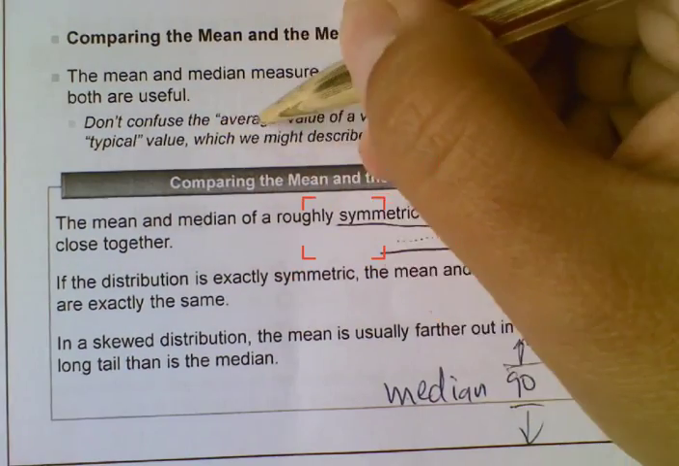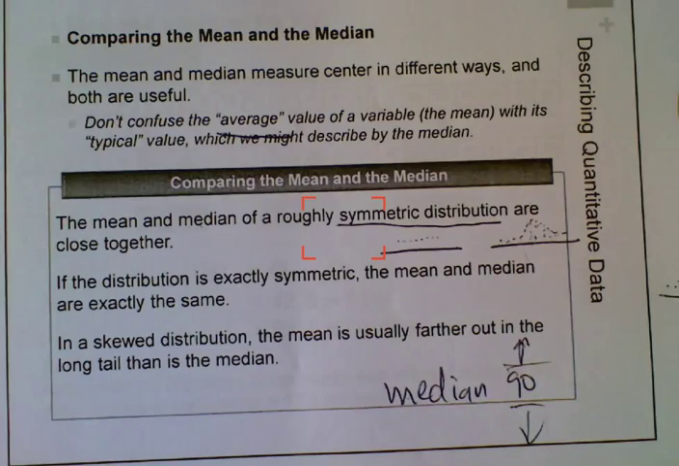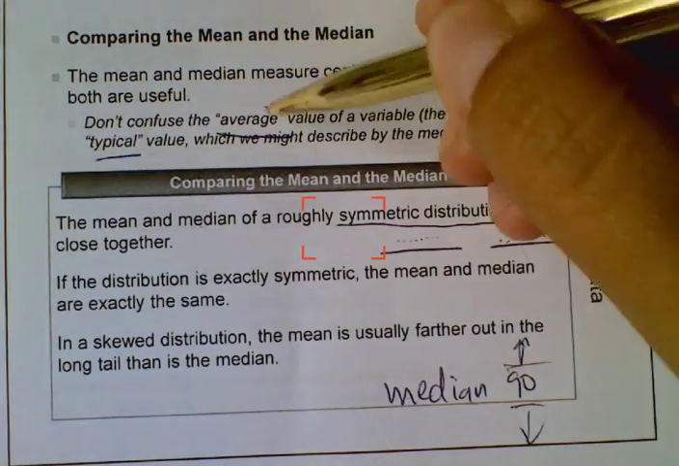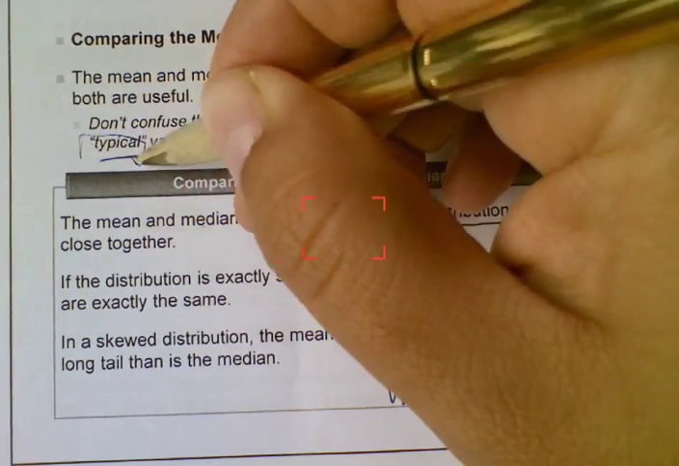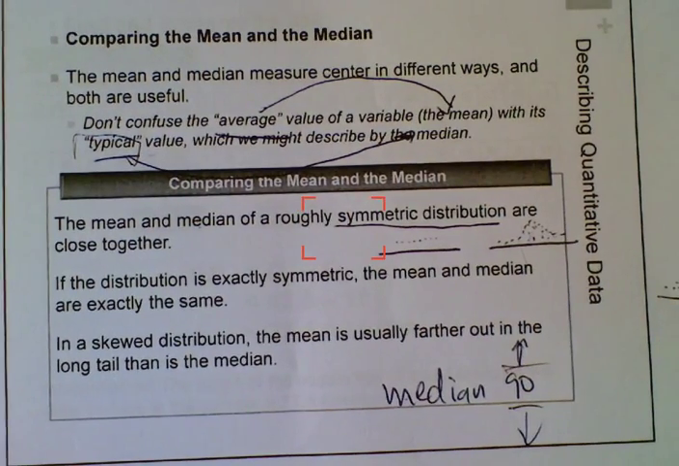So that's the rule that we're going to use. Now it just says don't confuse the word average with typical. These two are not going to be synonyms in this class. Average is the other word for mean, and typical we're going to save for the median.